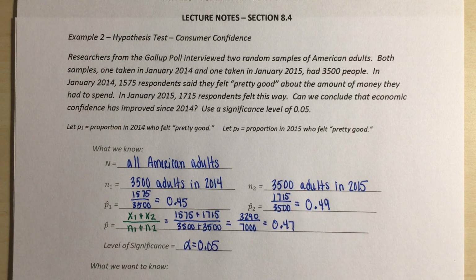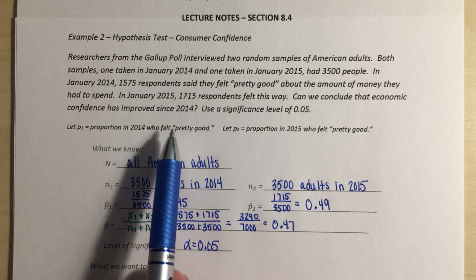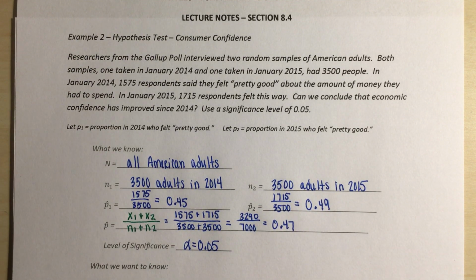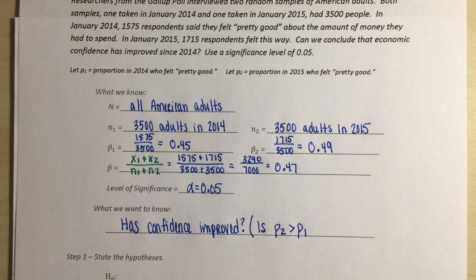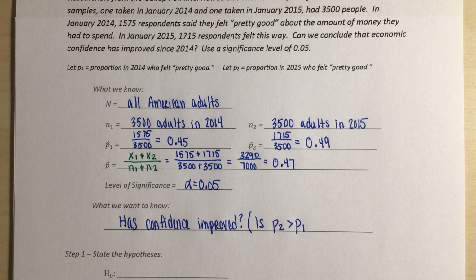Our question that we were asked, can we conclude that economic confidence has improved since 2014? So we want to know, has confidence improved? Now this one is a little bit tricky, because if confidence has improved, that means that P2 is greater than P1. So what we have in 2015 was greater than 2014.